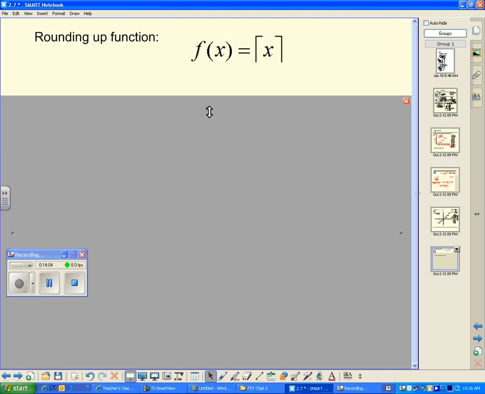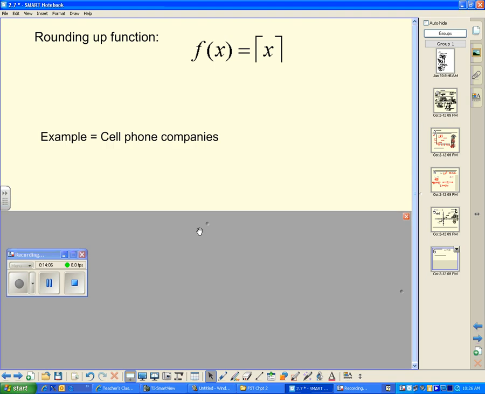Okay? An example of that would be cell phone companies. Okay? If they're going to charge you for minutes, like let's say I talk on the phone for 5 minutes and 30 seconds. They're going to charge you for 5 minutes, or are they going to charge you for 6 minutes? 6. So they're always rounding your numbers up.